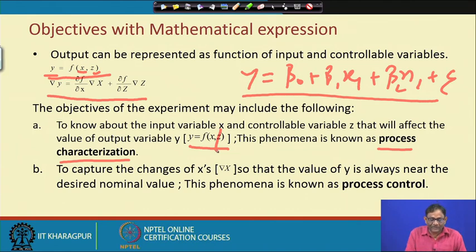The second one is the delta x. Where to set x, so that y will always be at the desired level?